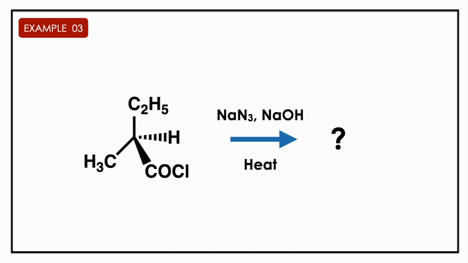Then the next example, here you have a chiral carbon, acid chloride above the plane, which is a solid wedge, hydrogen below the plane, which is a dotted wedge. You have methyl and ethyl on the plane. You are using sodium azide, base and heating it up. You should find what will be the final product.